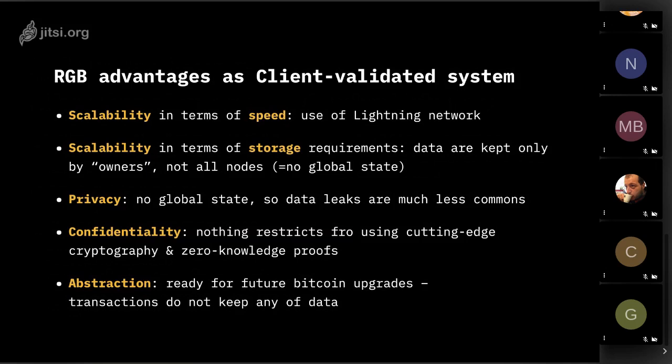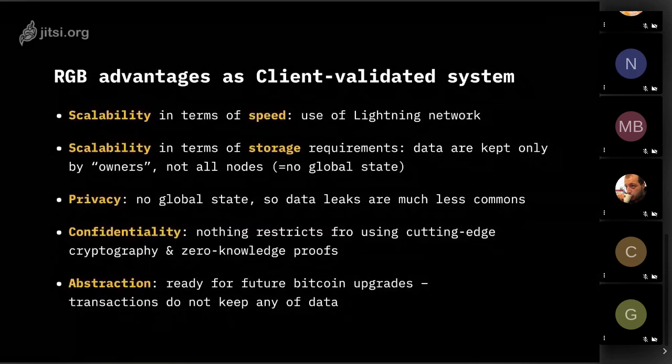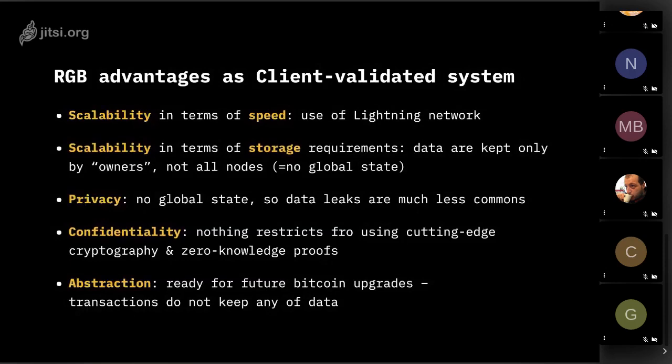First of all, compared to all existing blockchain solutions, RGB is much more scalable in two terms. In terms of speed, because of the use of the Lightning Network, so it's not more efficient than the Lightning Network itself, but it is one of the very few systems that can operate on top of the Lightning Network, and the only system that can operate on top of Lightning Network without Lightning Network modification. It is also scalable in terms of storage requirements, because data are kept only by owners. There is no blockchain that keeps all the data for all nodes in the world. And this means that storing the data in RGB is much cheaper and much more scalable than storing the data in the Bitcoin blockchain or any other blockchain.